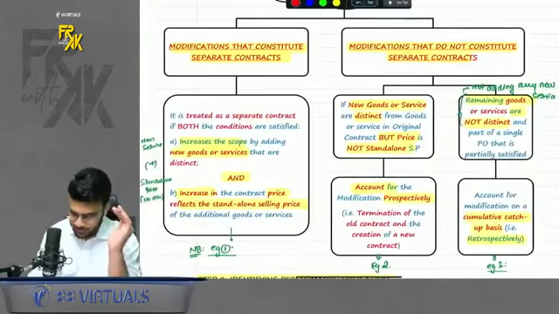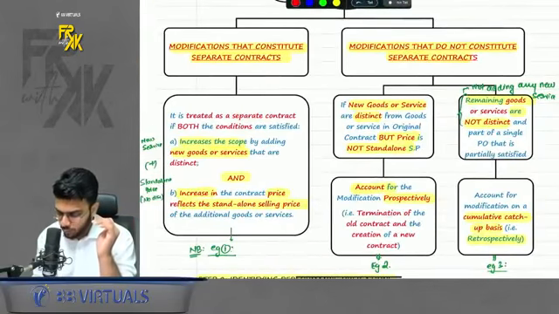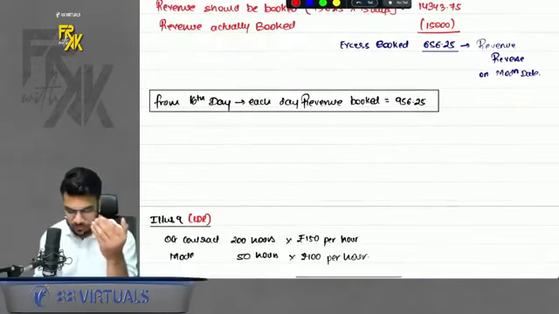Okay, so this was the third case. When do we follow the third case? When do we follow the cumulative catch-up basis? When you are not adding any new service. You are changing the existing service, or you are changing the standalone selling price.